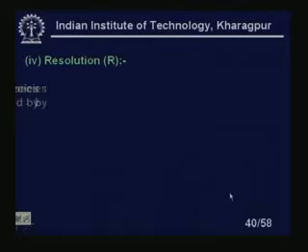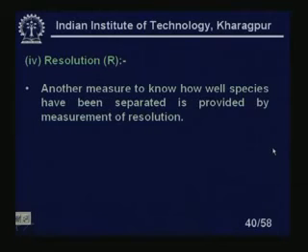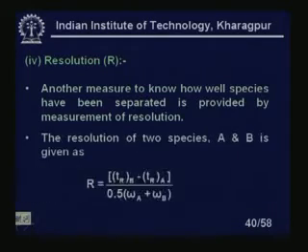Resolution is another important factor. Another measure to know how well the species have been separated is provided by the measurement of resolution. The resolution of the two species A and B is given by R equals t_RB, the retention time of component B, minus t_RA, the retention time of component A, upon 0.5 times omega A plus omega B.